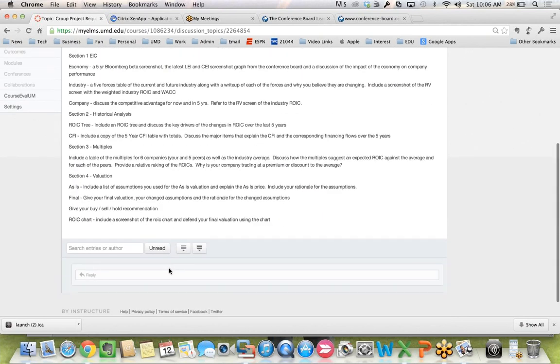And then finally, in the valuation section, you're going to do an as-is valuation. You're going to give me your assumptions. You're going to do the final valuation. You're going to give me your delta assumptions, your buy, sell, hold, and then you'll support everything with the final ROIC chart. So make sure you include the ROIC chart. So that's really what we're going to be going through in the PowerPoint of the class, and that's what you're going to have to include in the paper.